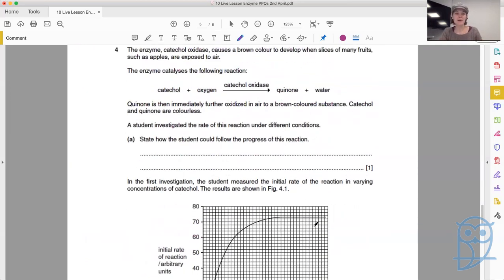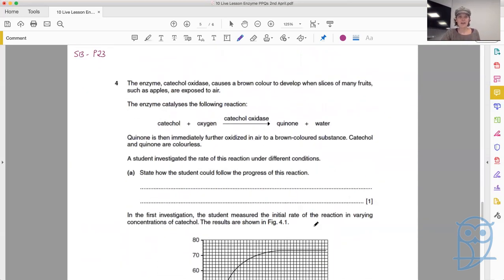Okay, so back to our next question. We have an enzyme, catechol oxidase, causing brown color to develop when slices of fruits such as apples are exposed to air. The enzyme catalyzes the following reaction. Catechol plus oxygen goes to catechol oxidase is your enzyme, goes to quinone plus water. Quinone is immediately further oxidized in air to brown. So this one here is oxidized to brown. Both catechol and quinone are colorless. So these two are both colorless.